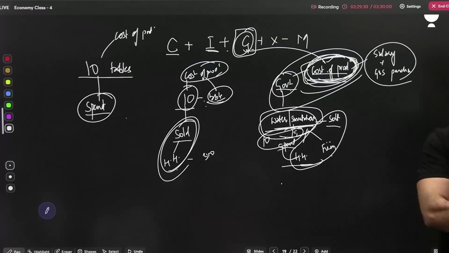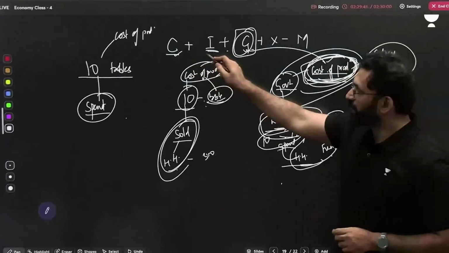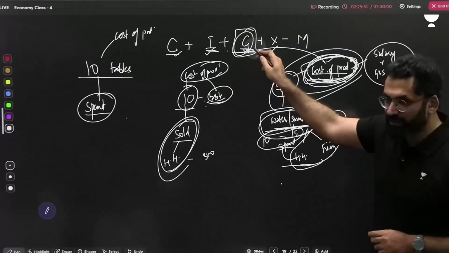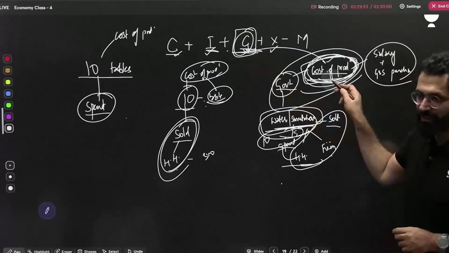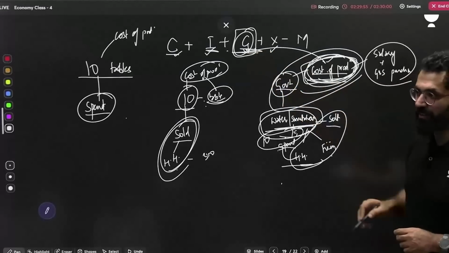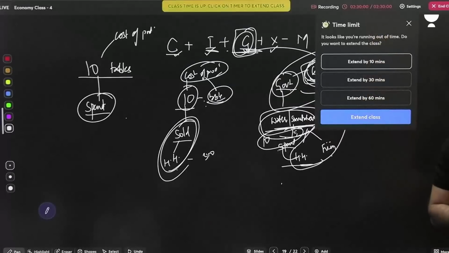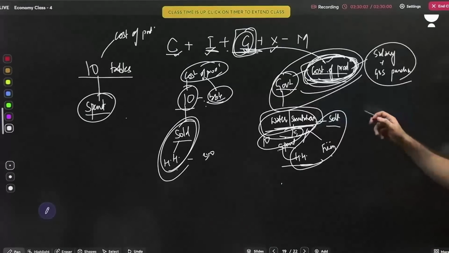I started by asking a question: whatever was produced, someone spent money on it. I never said that whatever was produced, I would count its cost of production. I was never measuring cost. I was always measuring money spent on buying it. This is money spent on buying, this is money spent on buying, this is money spent on buying. This is not money spent on buying. This is money spent on producing. So why is this special? Why am I counting government expenditure at cost?